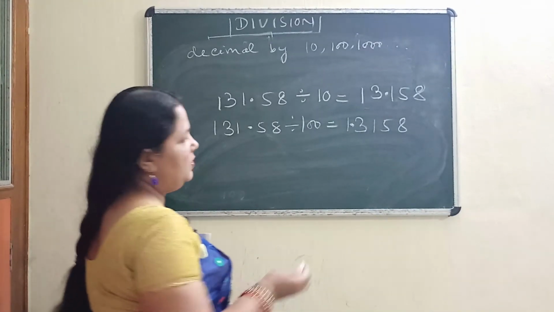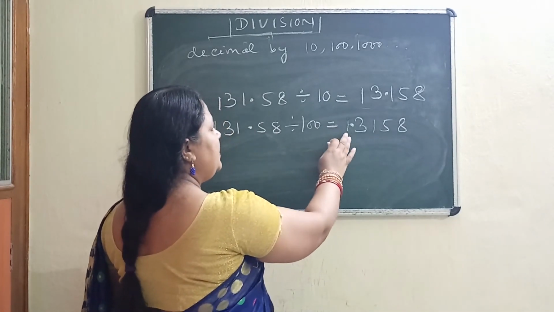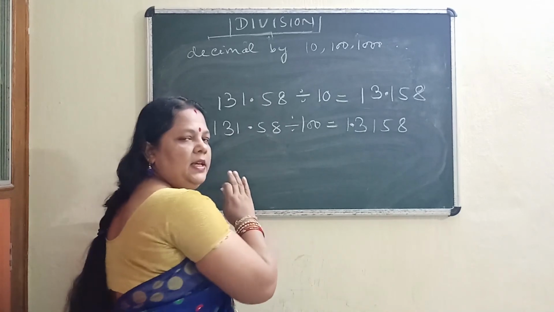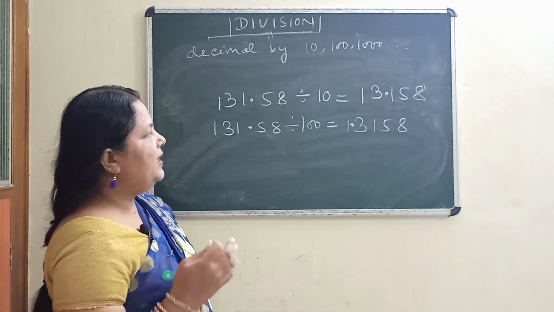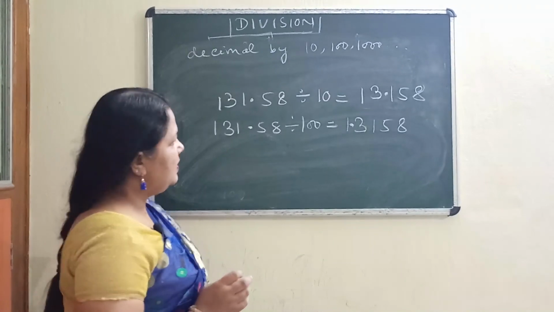The number of places shifted depends on the number of zeros. How many zeros are there? That many places will shift towards left in case of division, and in case of multiplication it will shift towards right side. So this is the difference.